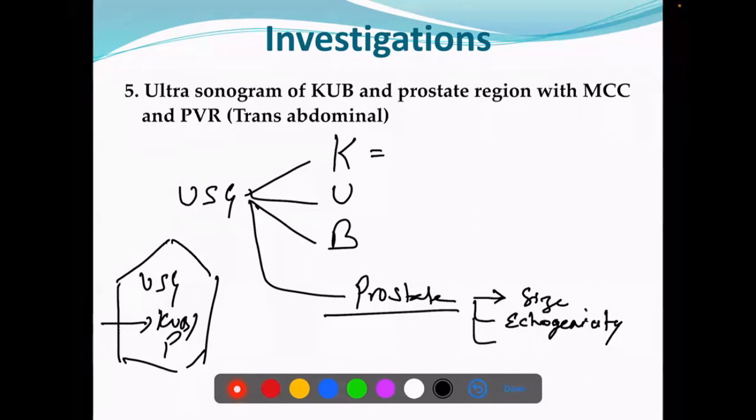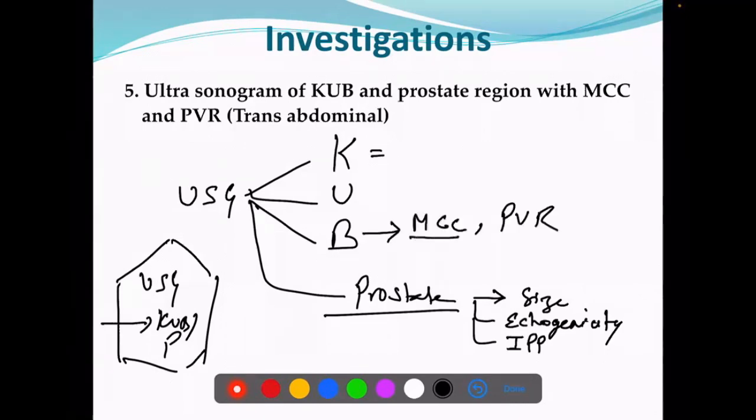And we can see IPP. IPP means intravesical protrusion of prostate. That means if the prostate is too big, then some part of prostate may protrude inside the bladder. And if the protrusion is more than 10 to 15 mm, then it can obstruct the urine.